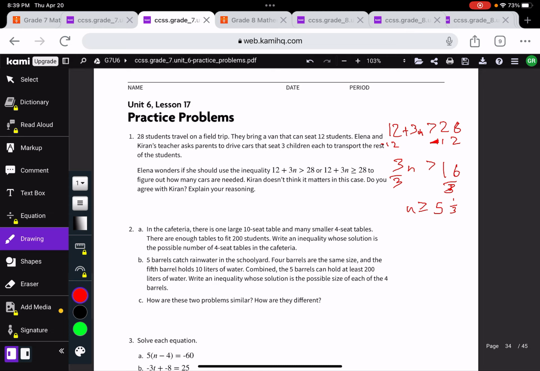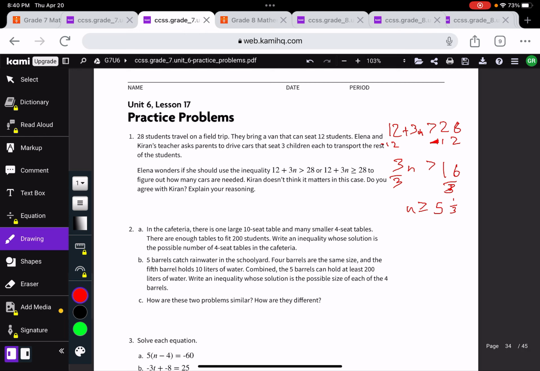But they need 5 1/3 cars, obviously. In other words, they need 5 cars. If 3 people took 5 cars, that's 15 kids, and then 1 kid would fit in 1 car. Granted, maybe 2 cars would split up and 2 kids would go in each, but that's neither here nor there. All right.